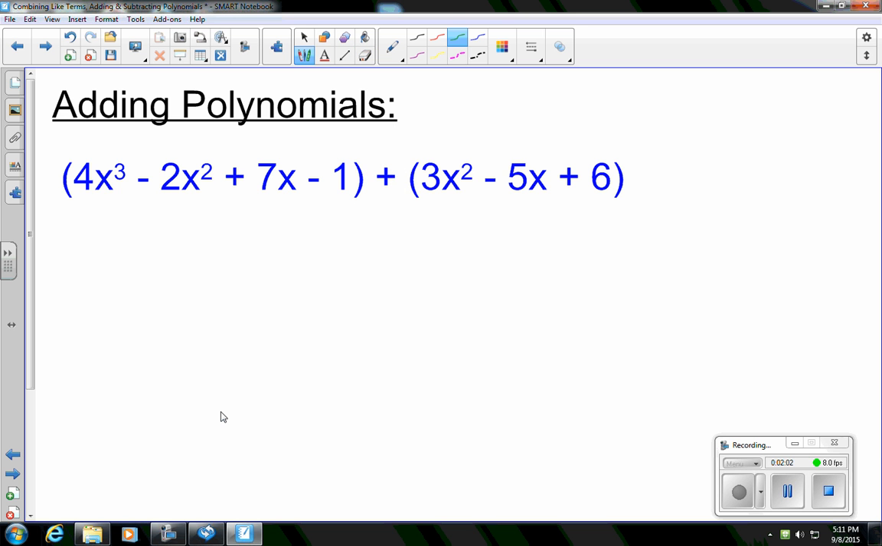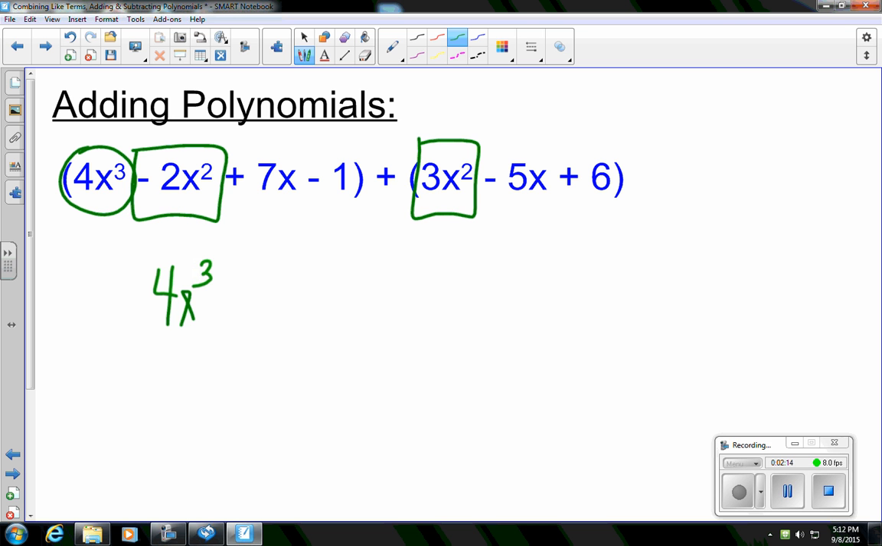I have x cubed. I only have an x cubed here, so I'm going to bring it down. It doesn't have any friends to pair up with. Then I have a negative 2x squared and a positive 3x squared, which gives me a positive 1x squared. Remember, you can leave out that 1 if you'd like.